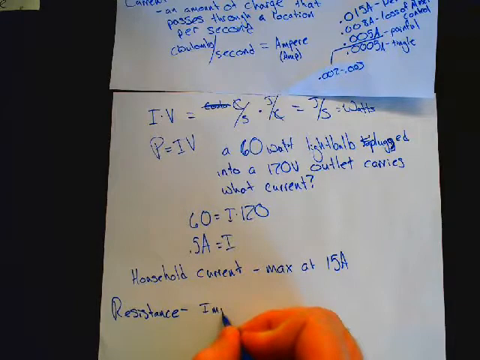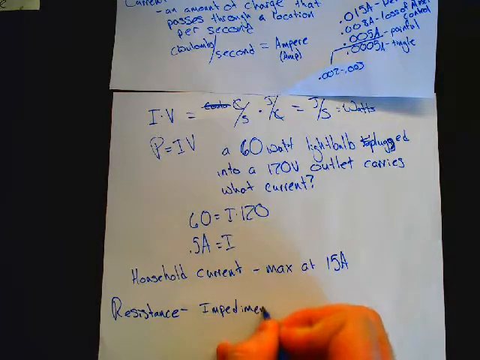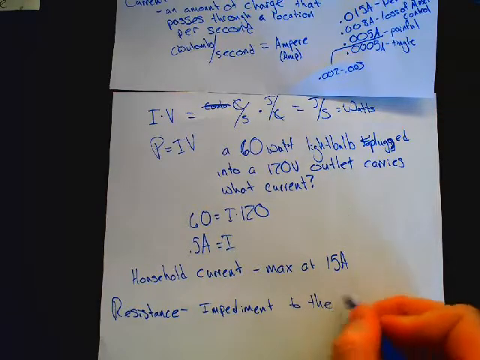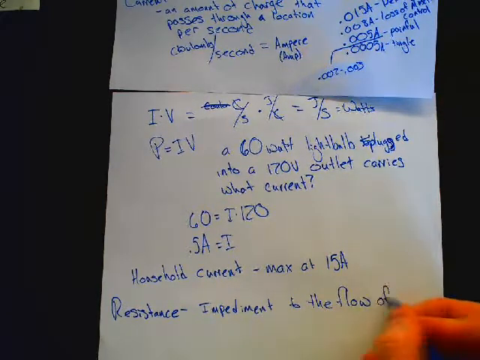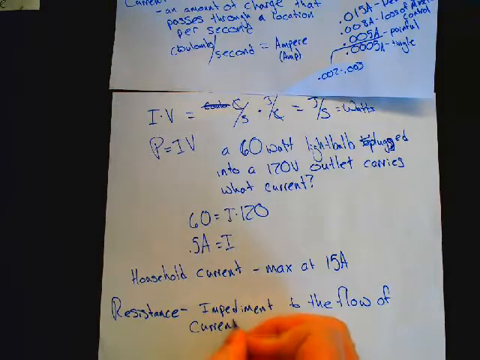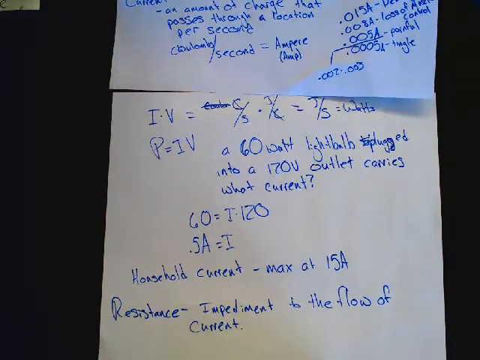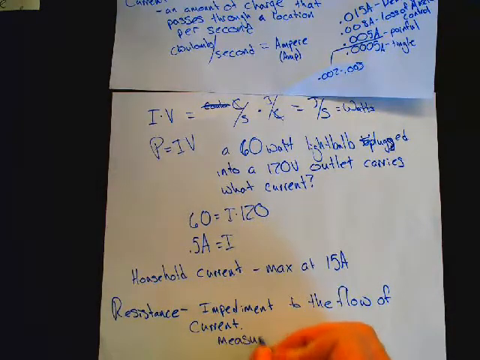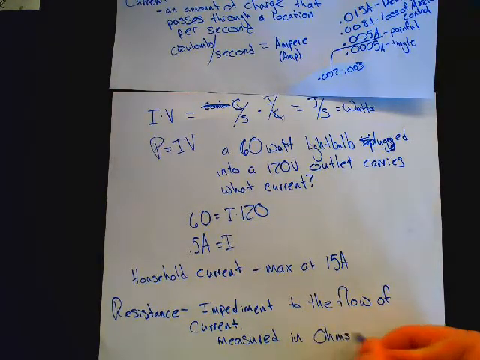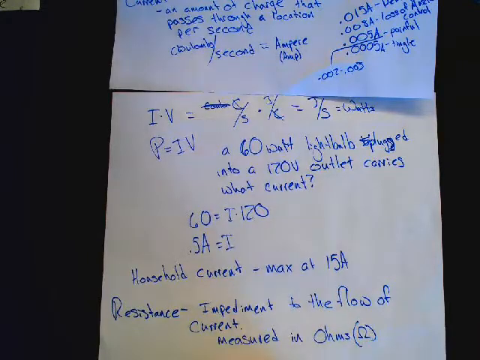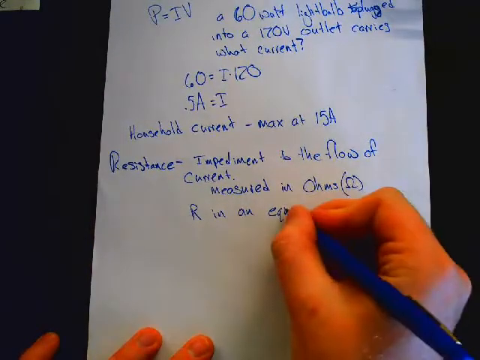Impediment to the flow of current. Okay, resistance is measured in ohms, which uses the Greek symbol omega. Measured in ohms, and it's in an equation.